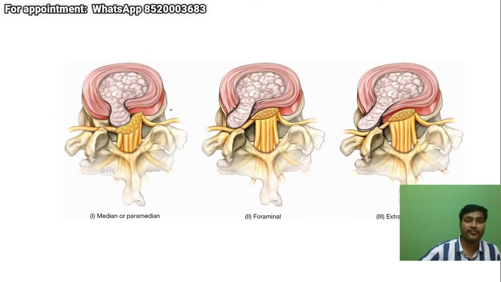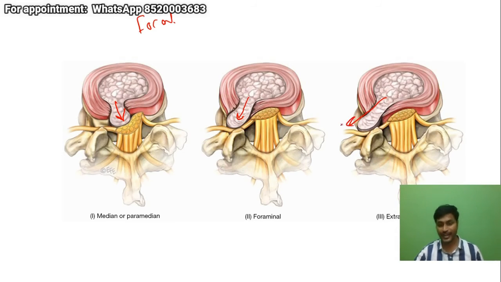Focal disc bulges, you will have to label them. This is a midline, so this is a medial focal disc bulge. This is a foraminal disc bulge. This is outside the foramen, so this is the extraforaminal disc bulge. I think all these things are easy.